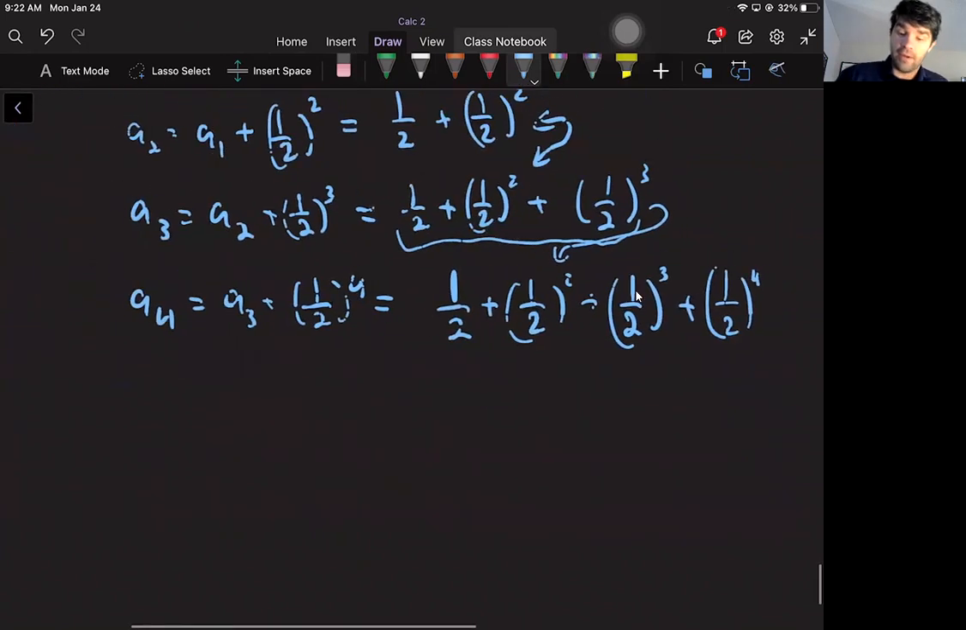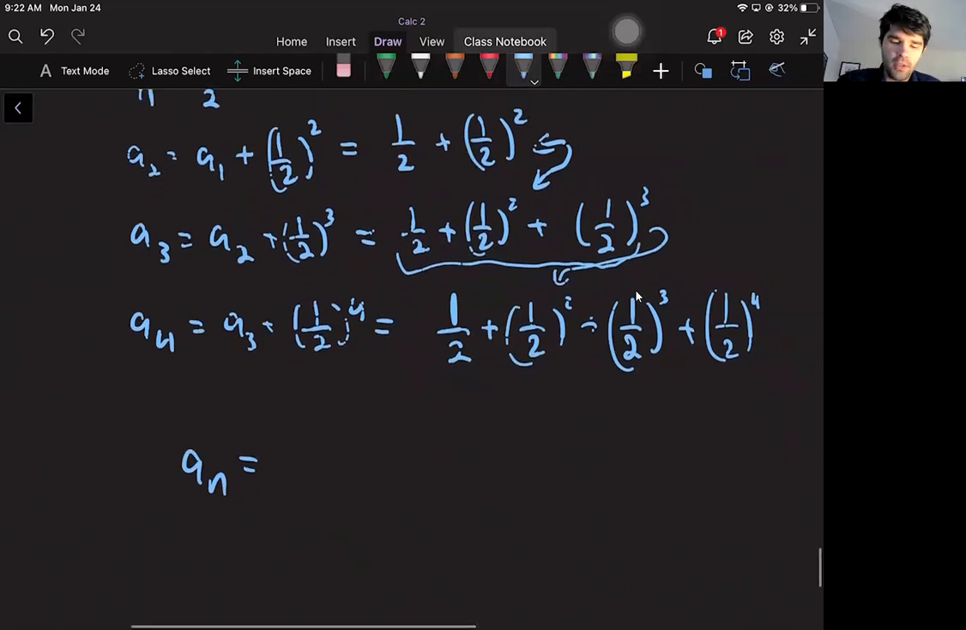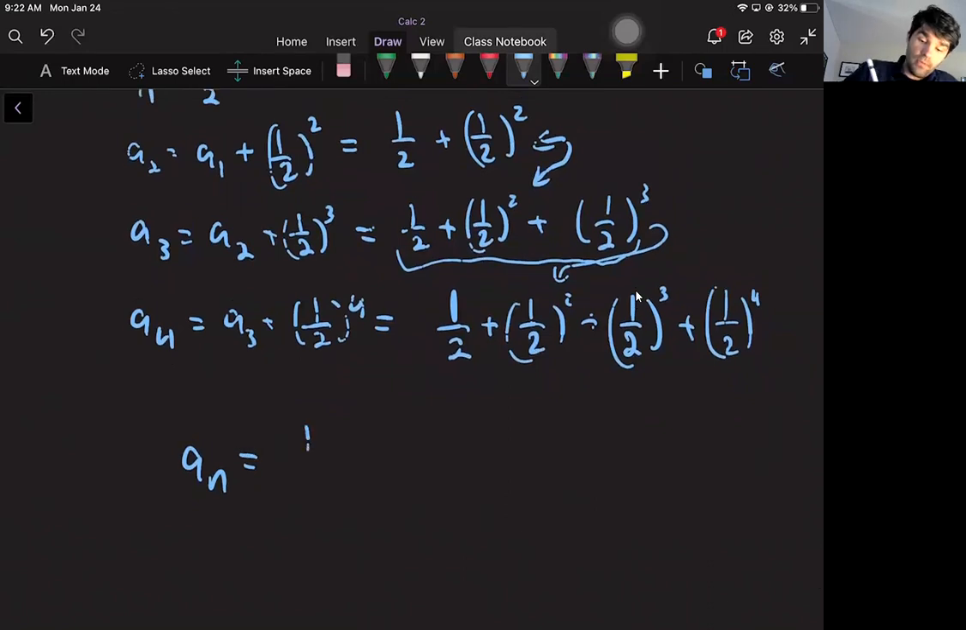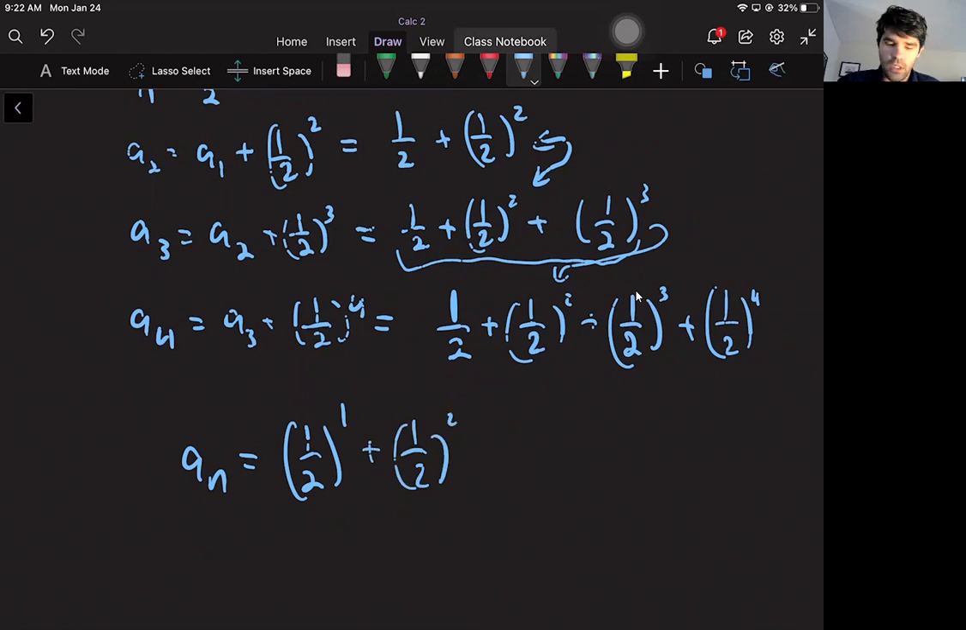Okay, so what's the pattern here? This one's a bit trickier than the previous ones we did. So it's a bunch of 1/2s being added together with various powers. So what are the powers? Well, the first 1/2 just has a power of 1. The second 1/2 has a power of 2. And the third one, a power of 3. And so on like that, but where does it end?